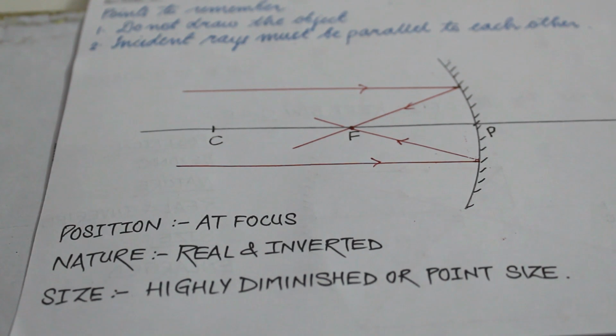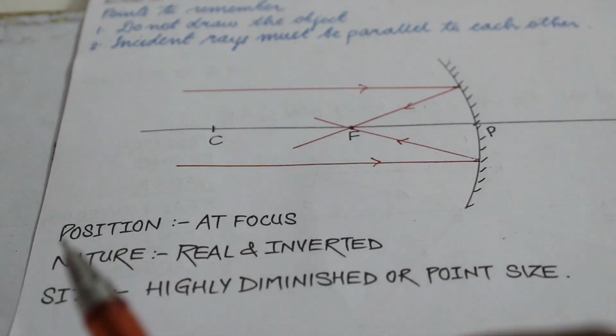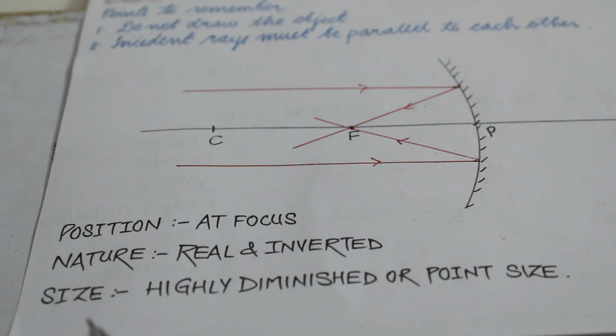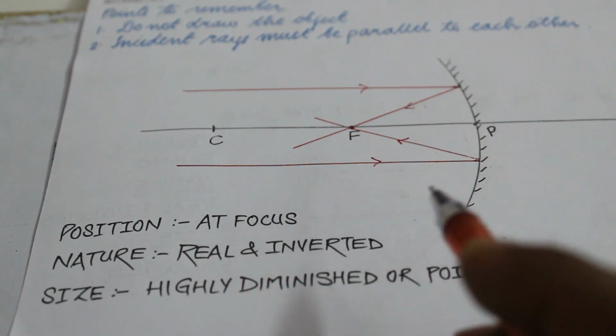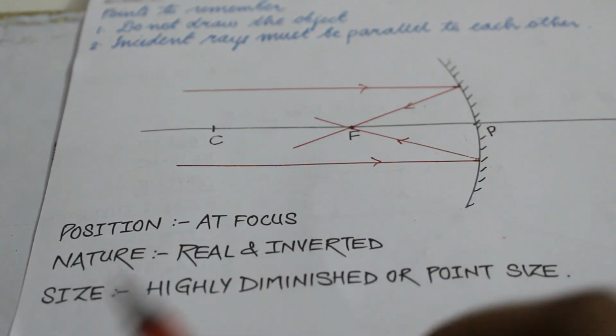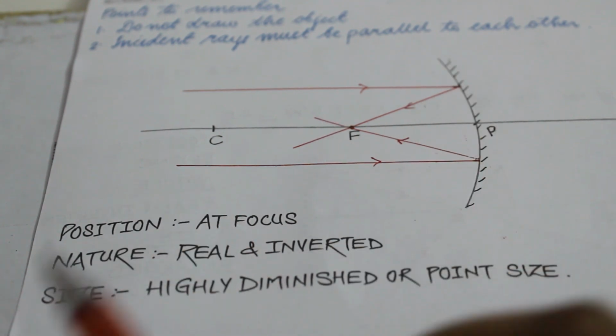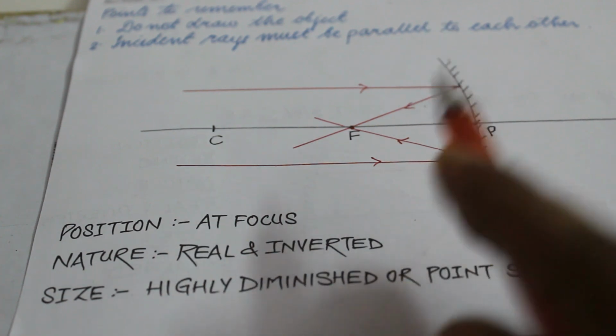You must remember this. Whenever you are asked to draw a ray diagram, you have to write 3 points. The first is position of image, second is nature of image, and third is size of image. If you draw the ray diagram with proper measurements, you don't need to remember this. You can easily find these out from the ray diagram.